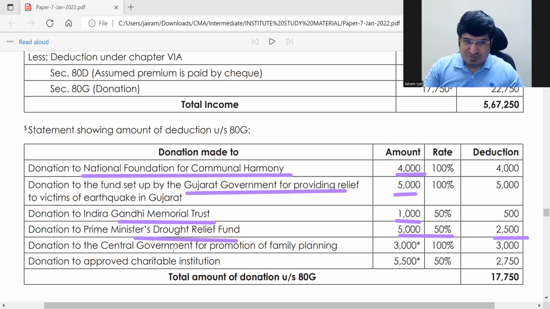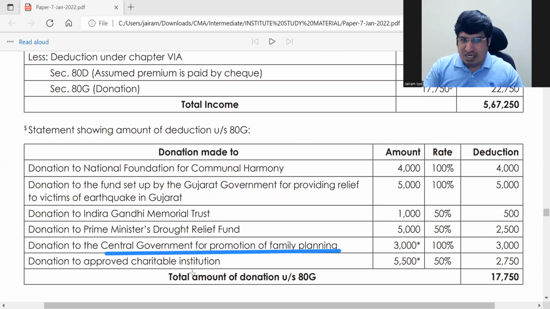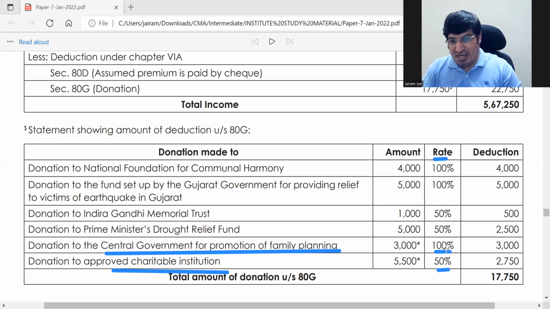Now the last two are family planning and approved charitable institution. This is category B. Family planning was 100%, family planning and sports was 100%, correct? All others were 50% for category B. But here, 100% and 50%, you will not get directly of the amount which is donated. You have to calculate the limit first, and it will be only maximum up to the limit.